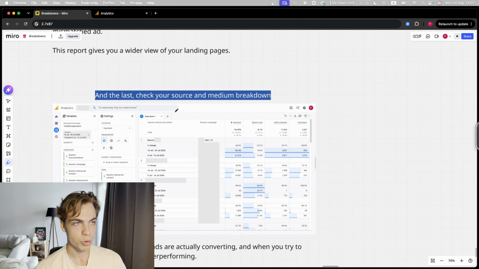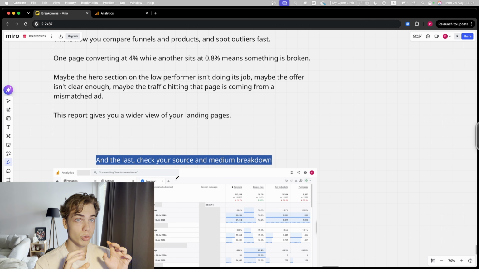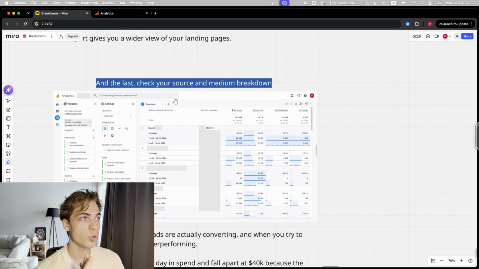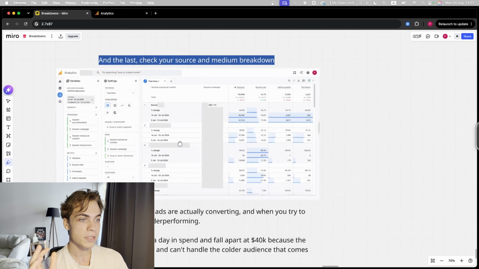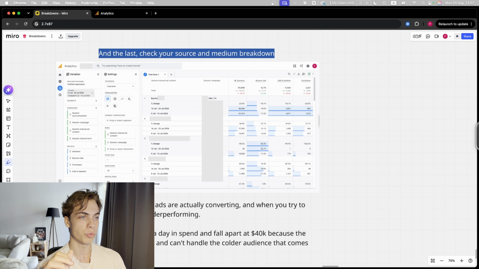The last one that I'm going to tell you, so basically I'm giving you three: the first one was the landing page report, and now this one is to check your source and medium breakdown. This shows which channels, for example Instagram, Google, Facebook, the things that are sending you traffic from ads, and which ads themselves are converting. For example, if you try to scale, you can see here which ads start to underperform.